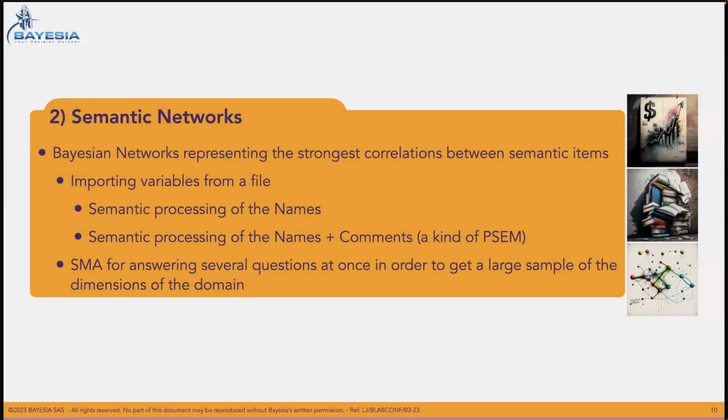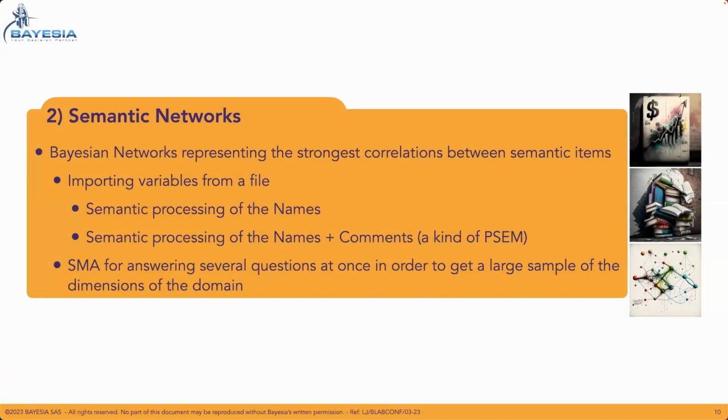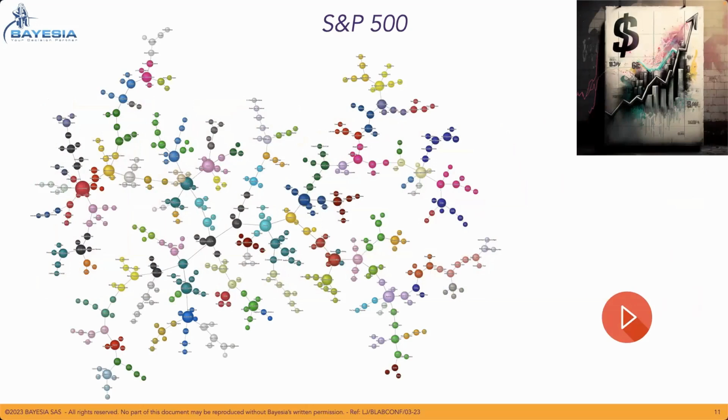So now let's switch to the second topic, where we are going to talk about semantic networks. Again, this is just about building a qualitative network that will show us the strongest correlation between items. And I'm going to start with an example based on the S&P 500. I'm using this one because we have been using this example for more than 12 years now, and it's a very nice network.